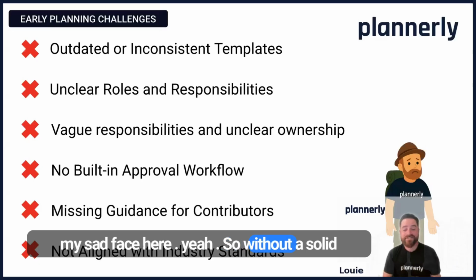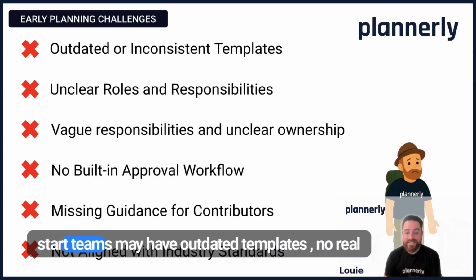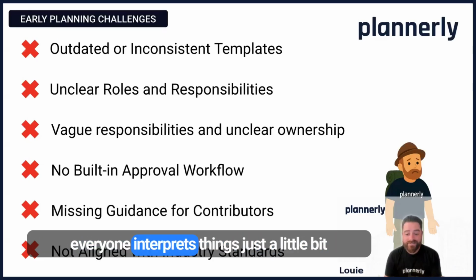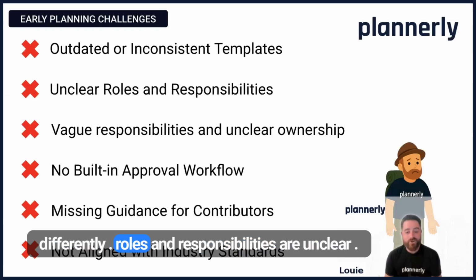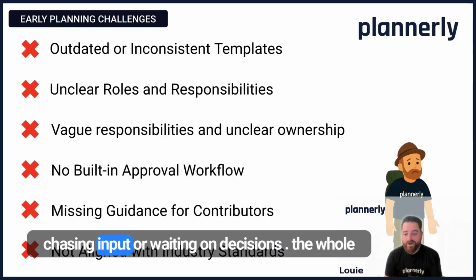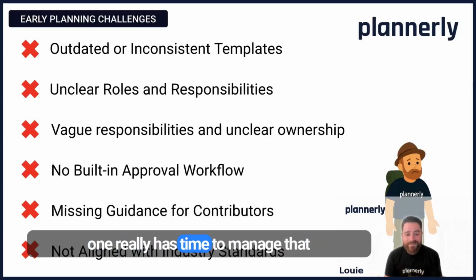Yeah, so without a solid planning system, projects will unravel right at the start. Teams may have outdated templates, no real instructions on what needs to be completed, and everyone interprets things just a little bit differently. Roles and responsibilities are unclear, and without clear approval processes, you're left chasing input or waiting on decisions. The whole process becomes a ton of administration work. No one really has time to manage that.